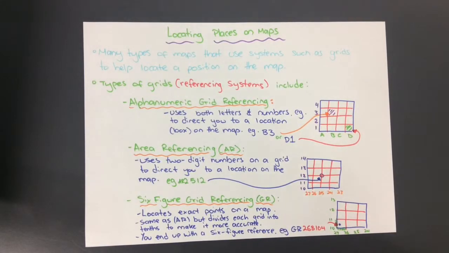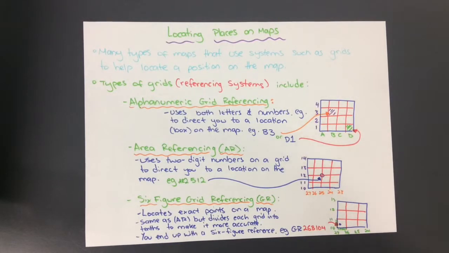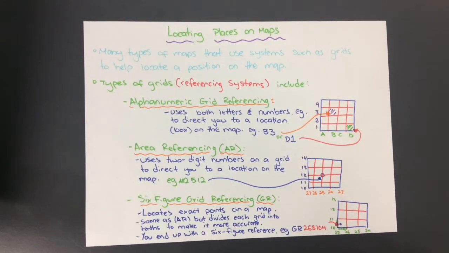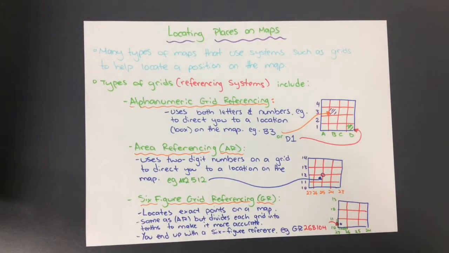Okay, so as we know, there's many types of maps that use different systems such as grids to help locate a position on that map. Today we're going to talk about three of these: alphanumeric grid referencing, area referencing or AR, and six-figure grid referencing or GR. We're not going to go into a lot of detail, just cover these really broadly.